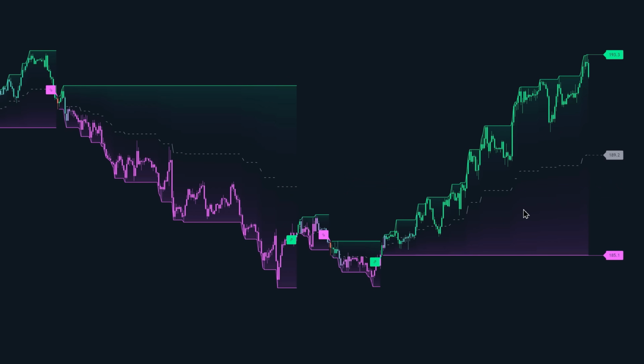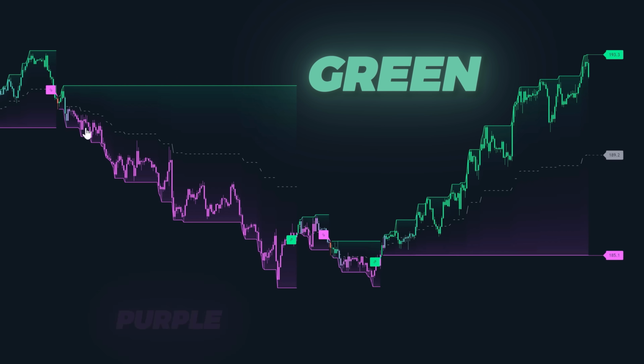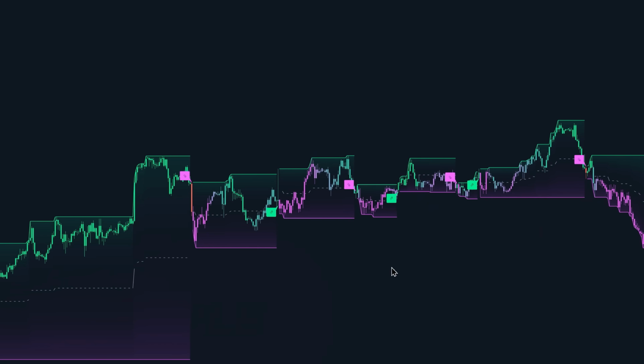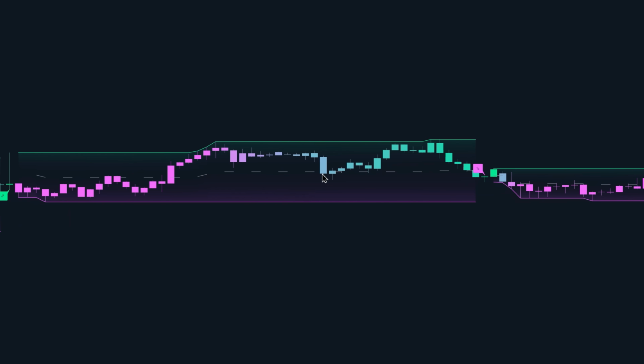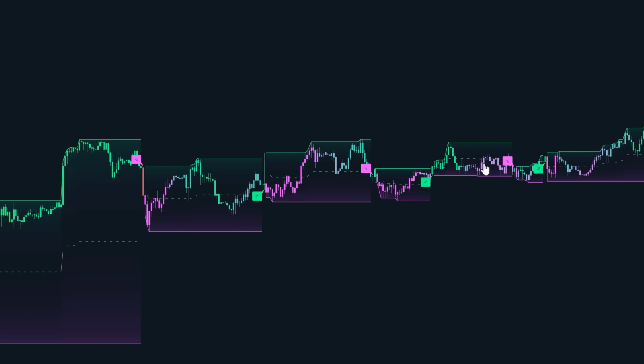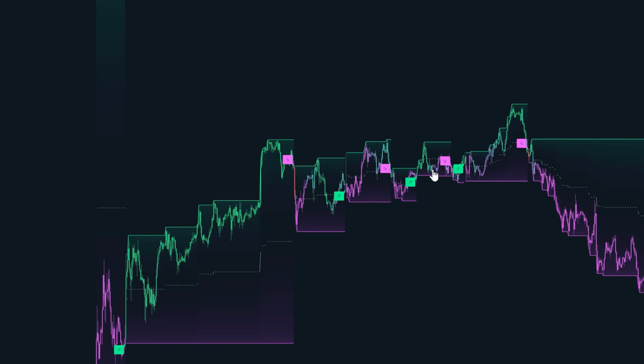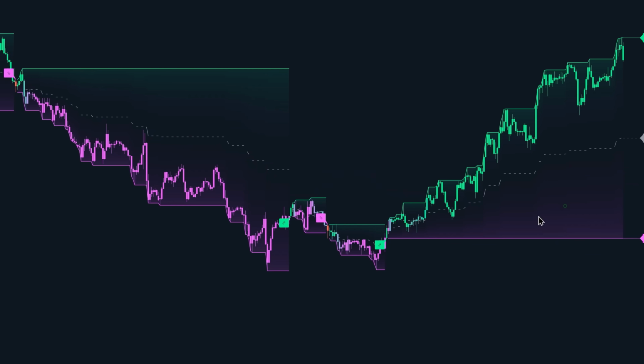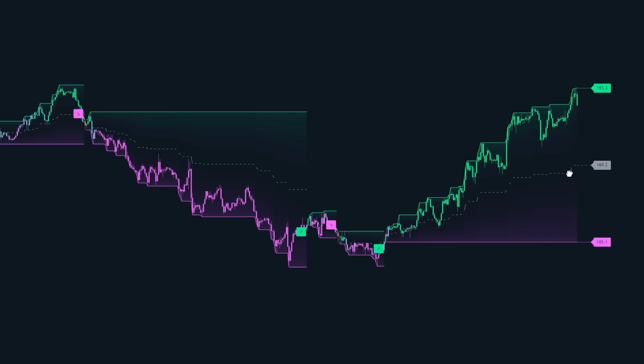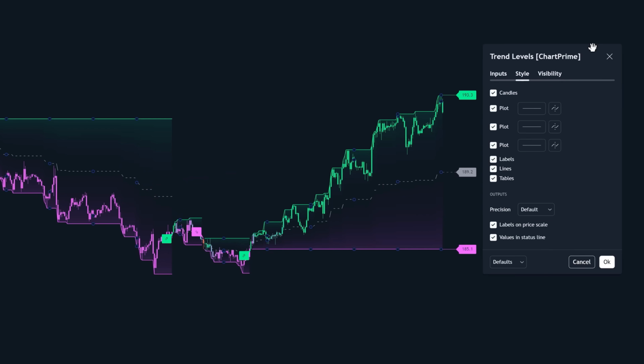This indicator also changes the color of the candles according to the trend of the market. Green for bullish, purple for bearish. We also have a gradient of purple and green for when the market is trending, but with super weak momentum. These are the areas where you wouldn't want to be taking any positions. Next, we're going to go over how we can use this indicator to trade. But before we do that, let's take a look at the settings and see how customizable this indicator can be.